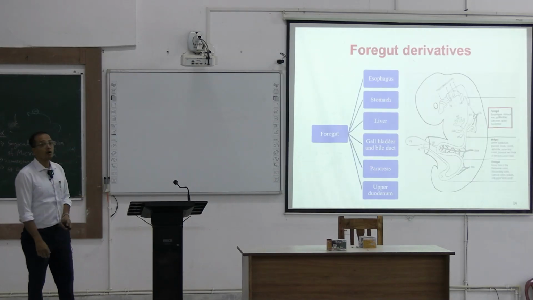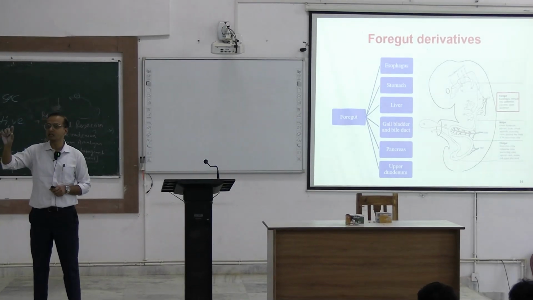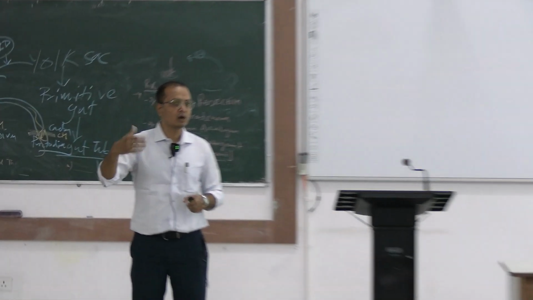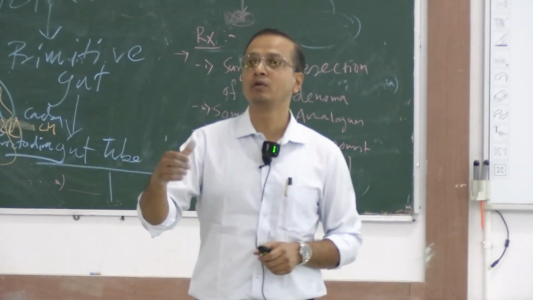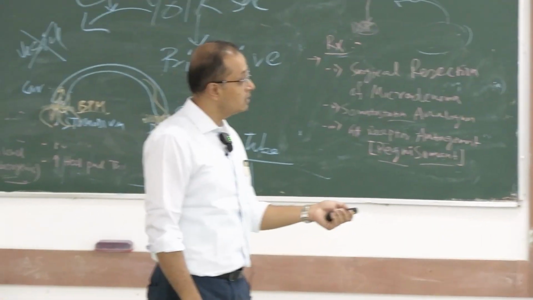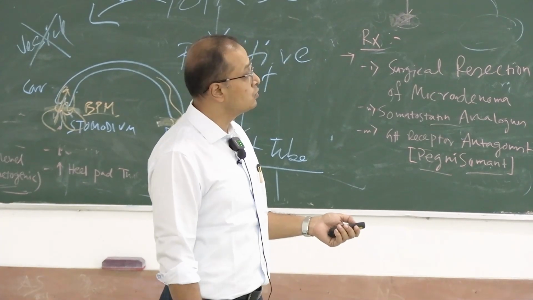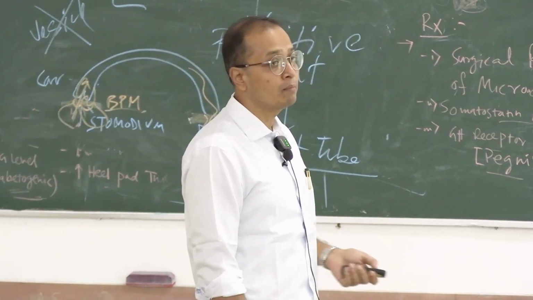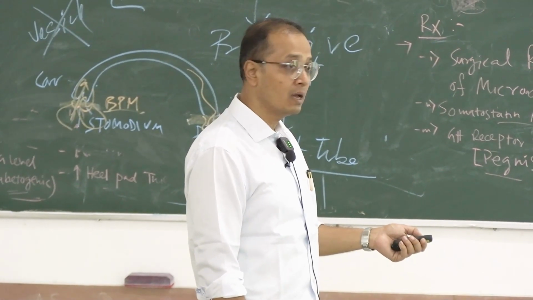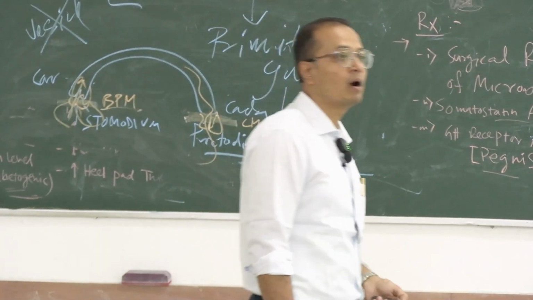So, foregut derivatives. The primitive foregut tube, which was tiny, starts to develop and progress. The foregut tube, present in the cranial fold of the developing embryo, gives rise to the esophagus, the stomach, some organs like the liver, gallbladder, bile duct, pancreas, and the upper part of the duodenum.